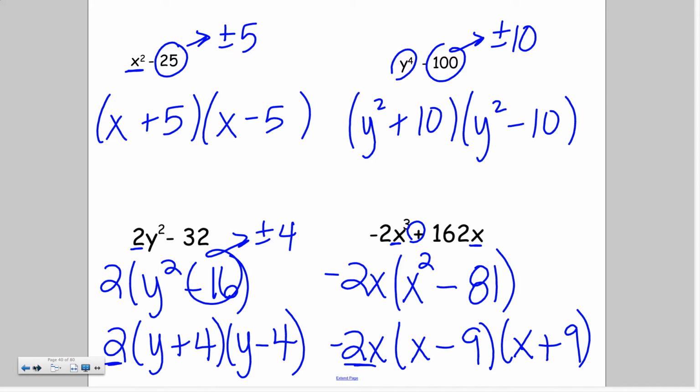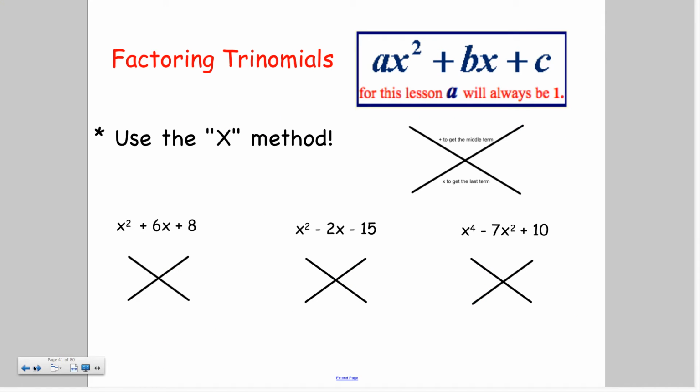Okay? The next kind we've touched on when we solved quadratics in Unit 1, the X method, being able to factor these things. For now, I need you just to be able to factor them. When you plug them into the quadratic formula, it solves them for you. We don't have to take that step right now and solve them. I just need you to be able to identify factors.